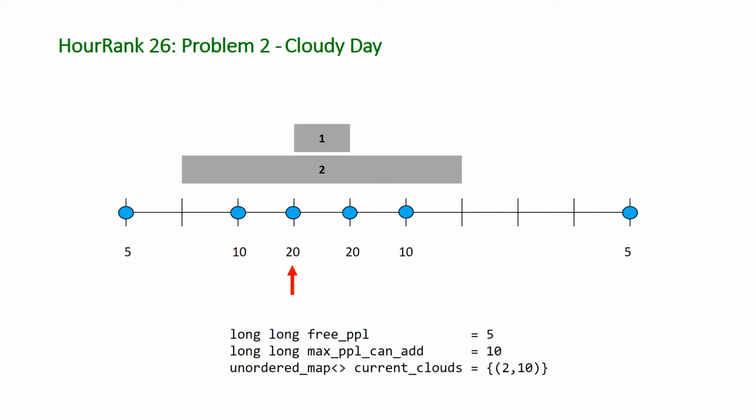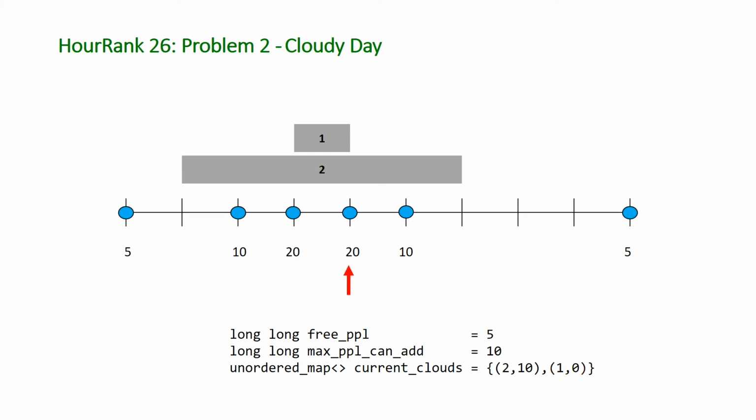Then we move to the next point on our horizontal line. The first thing we're going to do here is add a new cloud to our map, because we need to process that before we look at any towns. We're going to do that. And now, because the number of clouds that we are currently under is greater than 2, we aren't going to do anything to the free people or the max people we can add.